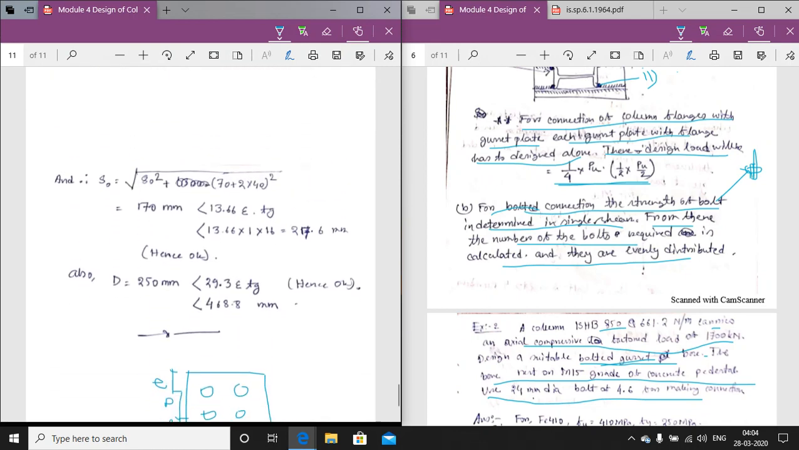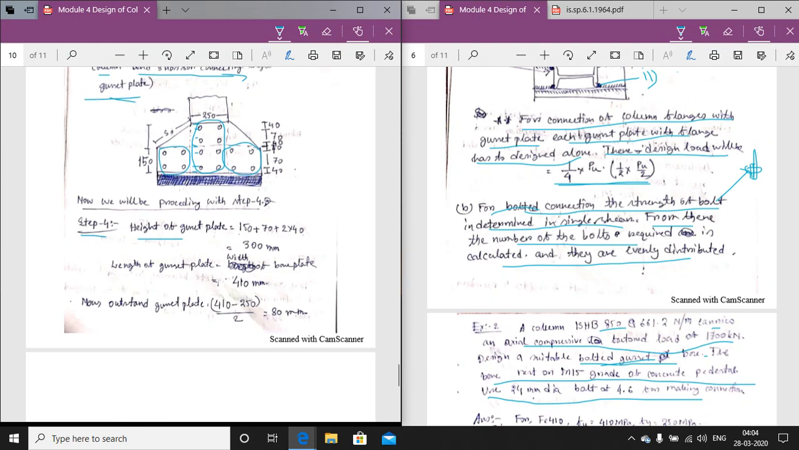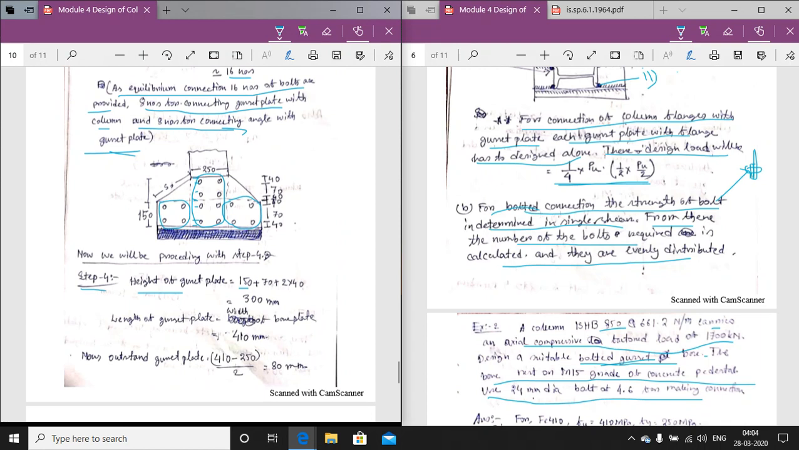Putting these values here, we get 150 as the height, this angle height. So we are providing an angle of 150 into 115. That value is 150 because we are providing this value 150.